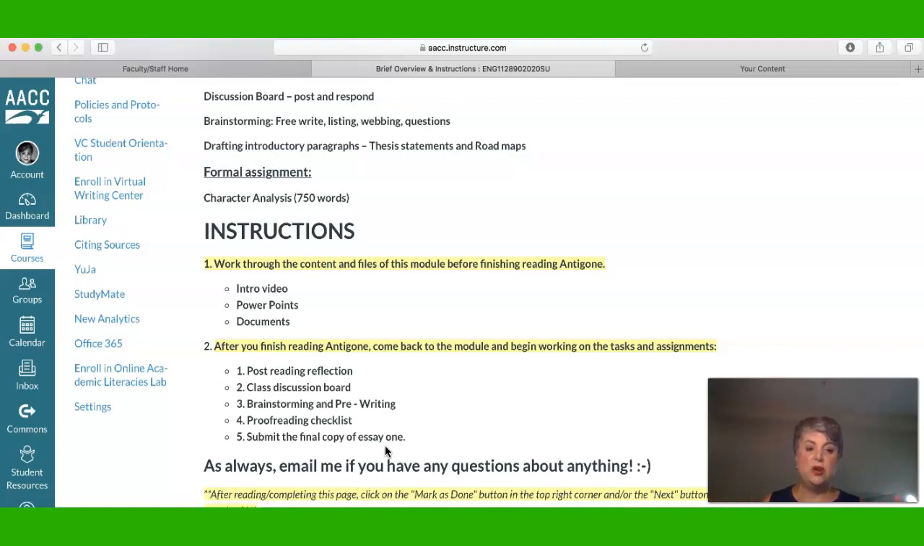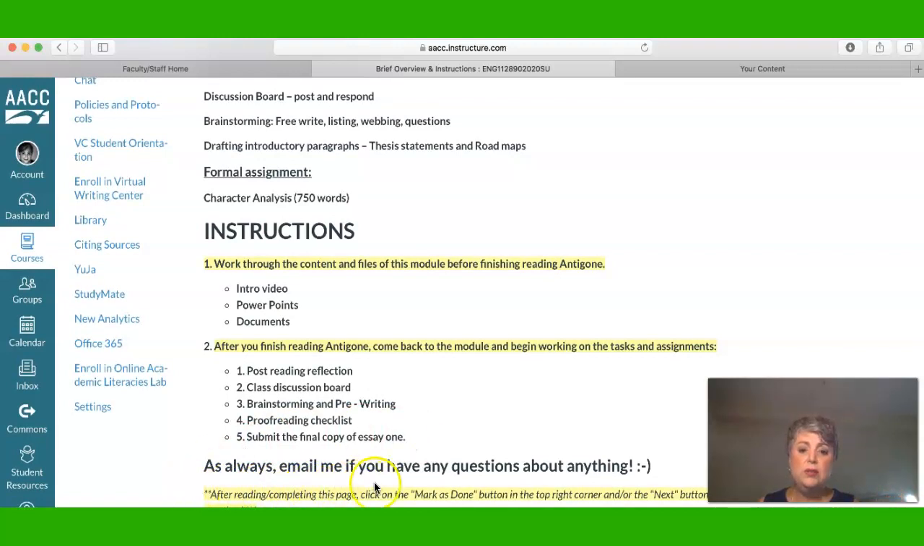So think about this module as spanning the course of a week, right? And covering roughly a week of class in which we meet and engage. So half of this module, again, is content and material to consider while you're reading Antigone. The second half of this module is comprised of tasks that are really about post-reading Antigone, and really it's the writing process, reflecting on the reading, the discussion board, the brainstorming, the proofreading checklist, etc. Okay? So that's a big picture of the module.